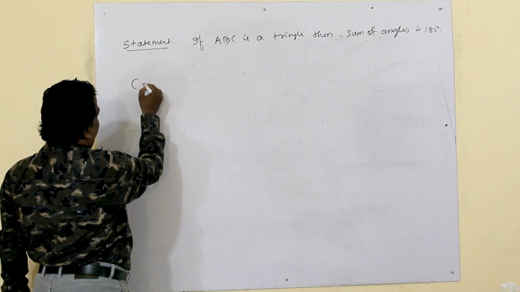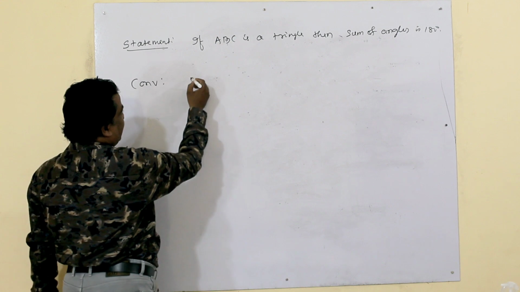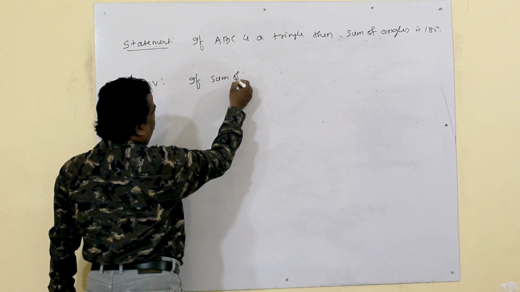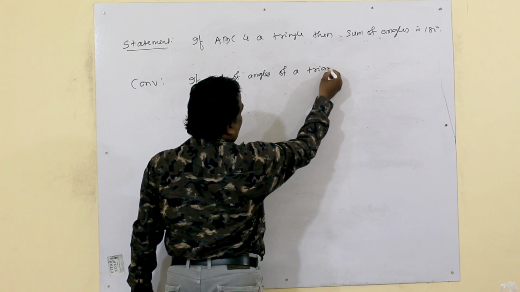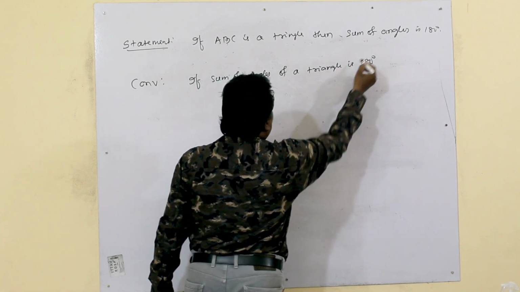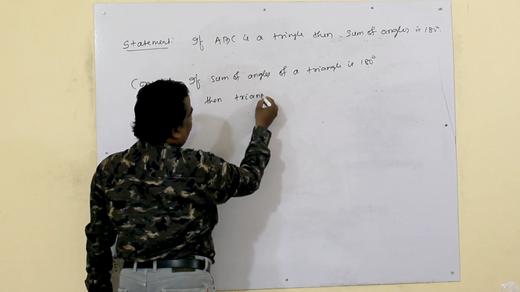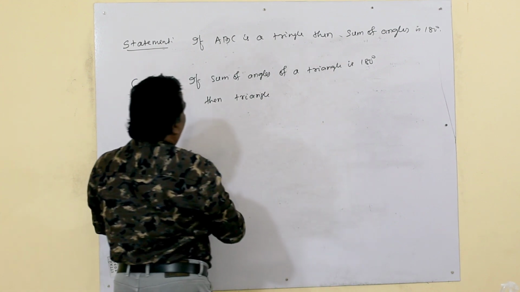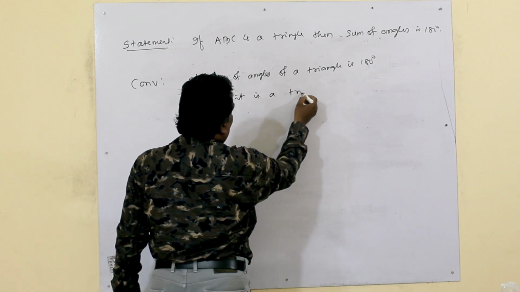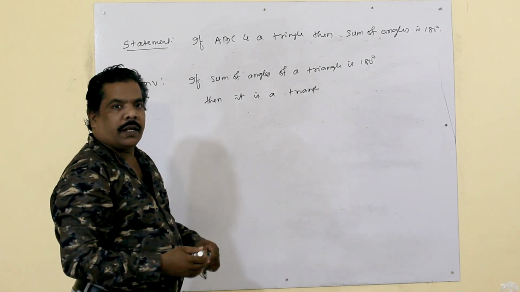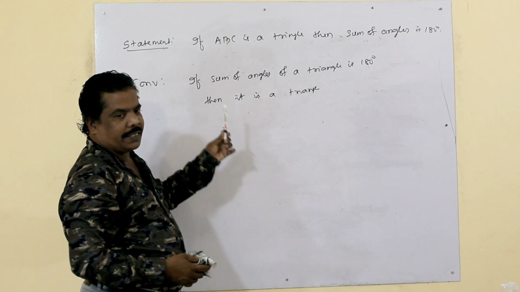Now the converse of the given statement. Converse of P implies Q is Q implies P. That is, if sum of angles of a triangle is 180 degree, then it is a triangle.